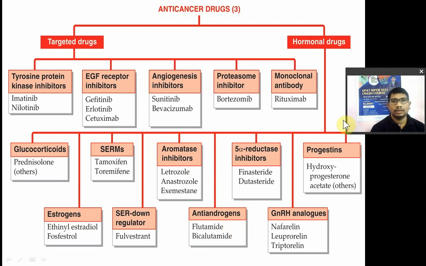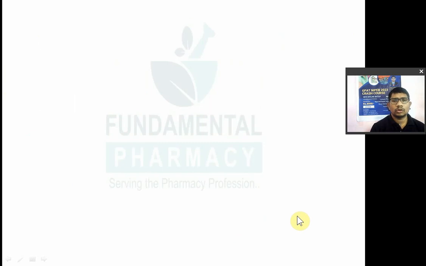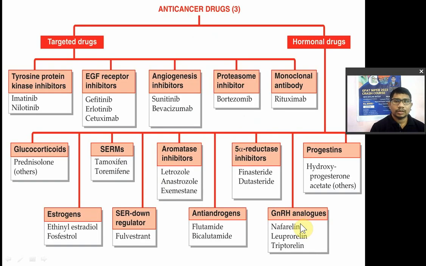These are the 5-alpha reductase inhibitors. In that you have finasteride and dutasteride. Gonadotropin releasing hormone analogs: nafarelin, leuprorelin and triptorelin.